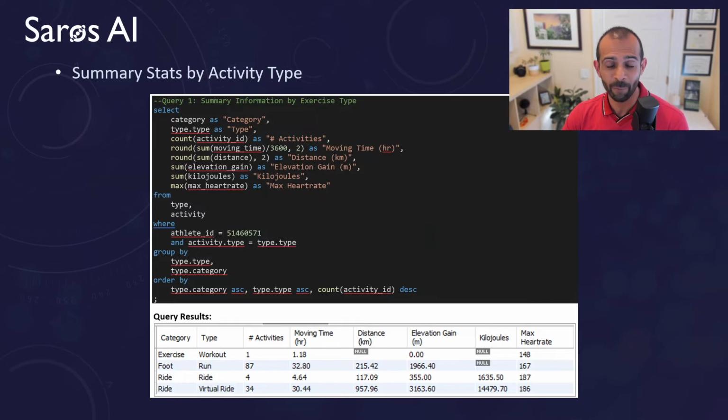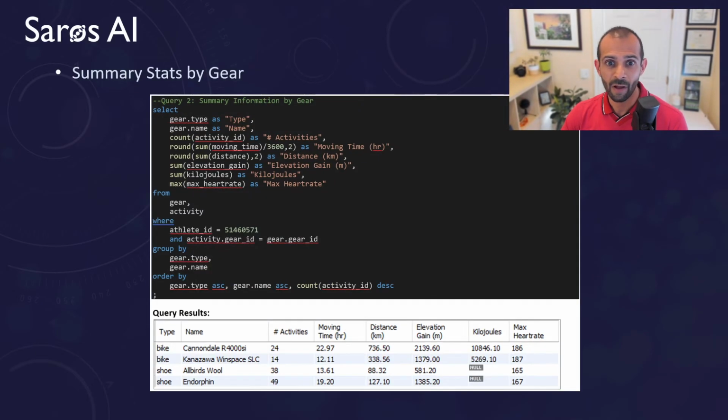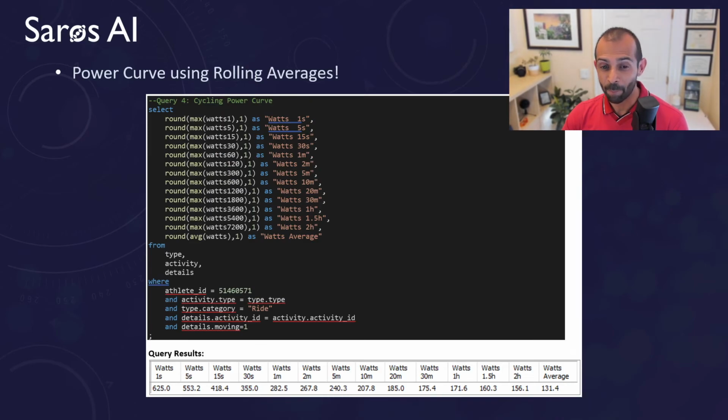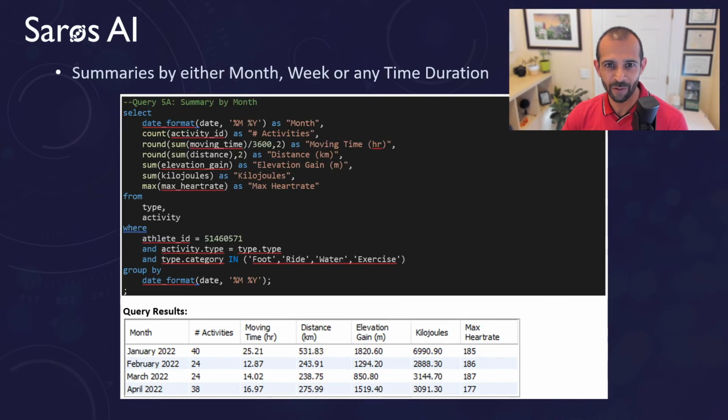This is a simple sample query to get summary stats based on the activity type. This is summary stats based on the gear. This is really cool: I broke down my cadence into different buckets and got summary stats based on those buckets, because I find that cadence is a very discrete step when you change from running to walking to sprinting. A power curve, for those familiar with power curves: using the rolling averages, I was able to get a power curve out of Strava.